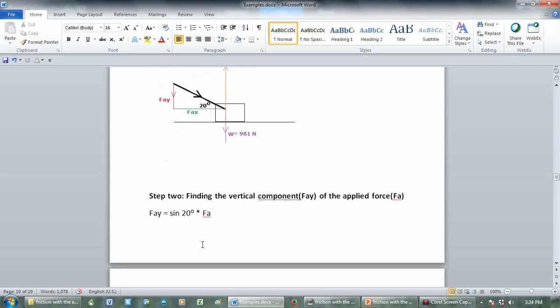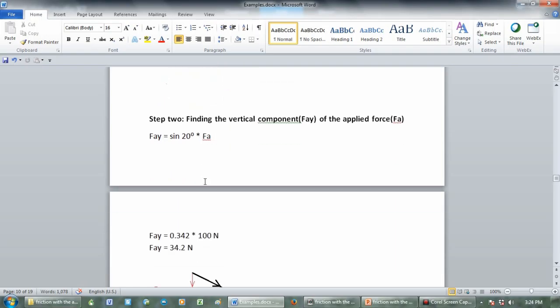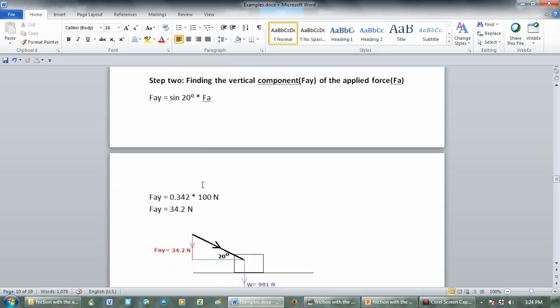Step 2, finding the vertical component, Fay, of the applied force, Fa. Fay equals the sine of 20 times Fa. Fay equals 0.342 times 100 newtons. Fay equals 34.2 newtons.